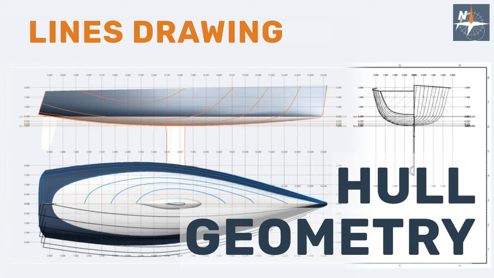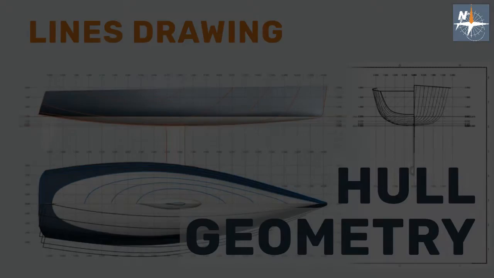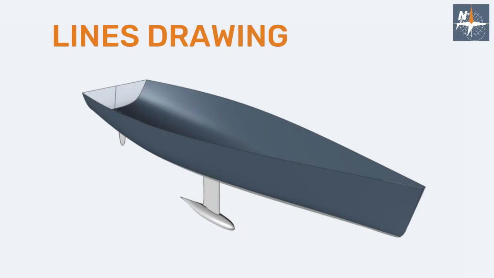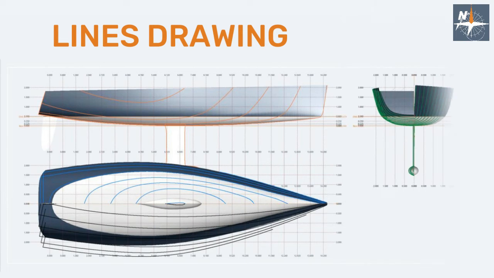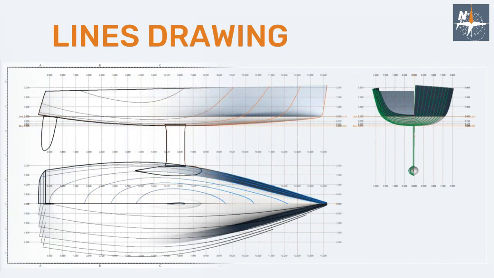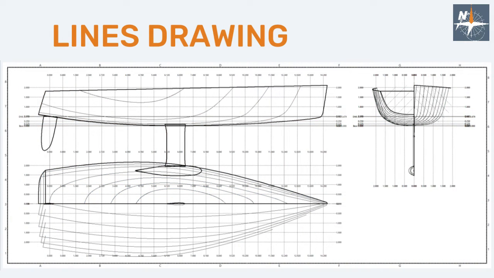In this new video of the hull geometry series, we will focus on the lines drawing, which is a two-dimensional representation of the three-dimensional hull. The lines drawing is the conventional graphical representation of the hull, although sometimes it also includes the keel and the rudder. It is also known as the lines plan or the line drawing.